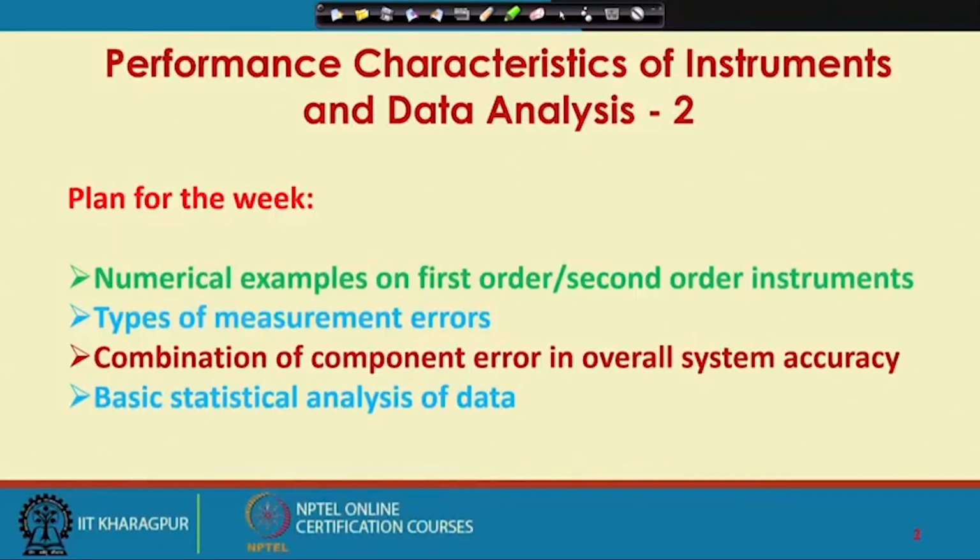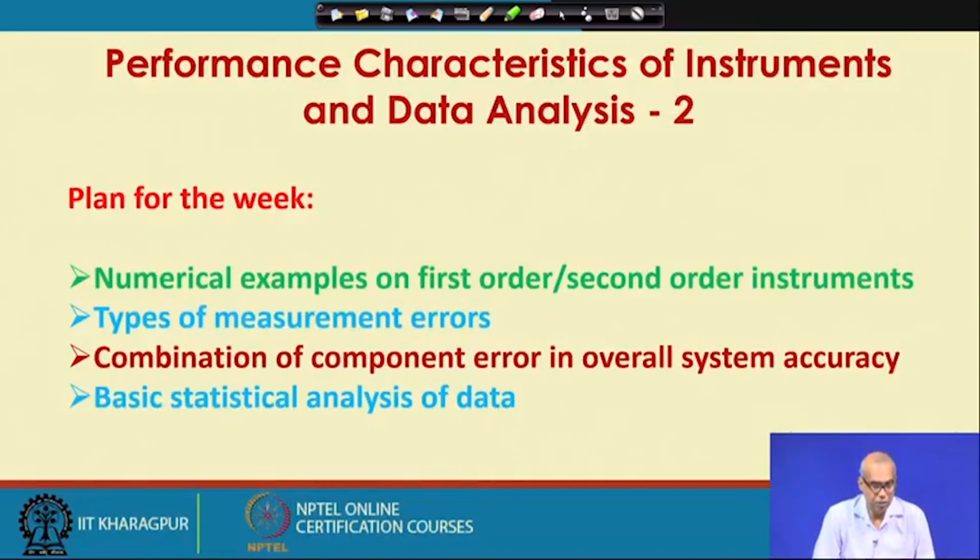So, this is our plan for the week. In the first lecture, we will talk about some numerical examples on first order and second order instruments. In subsequent lectures, we will talk about different types of measurement errors.